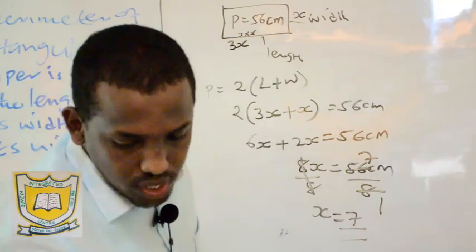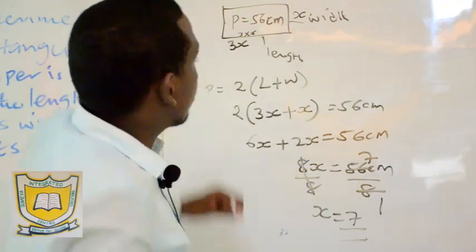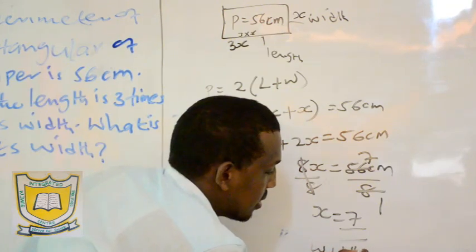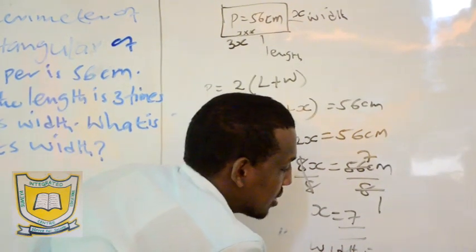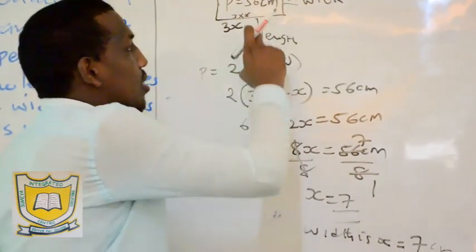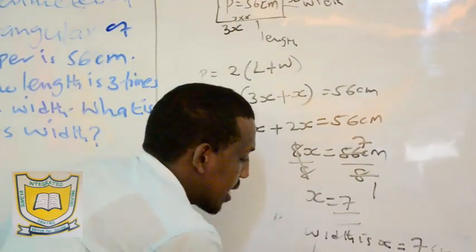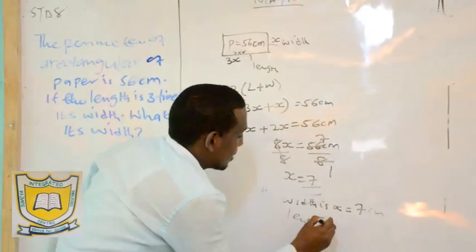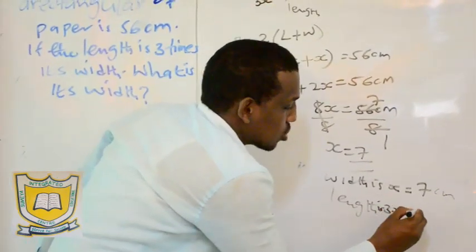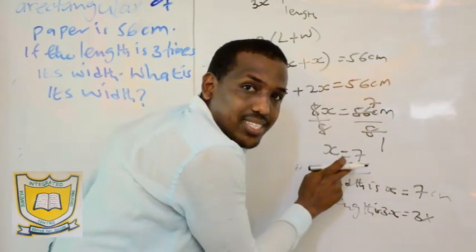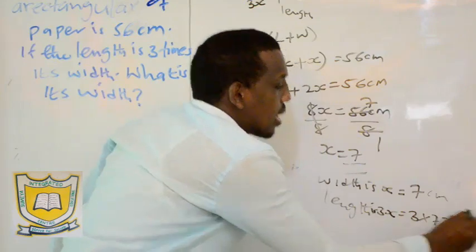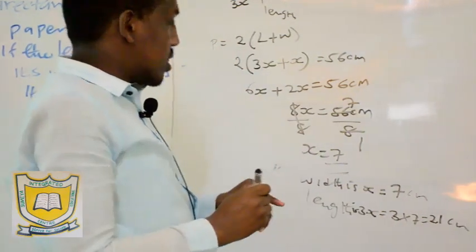So the question was asking, what is the width? Width is x, which is equal to 7 centimeter. If they would have asked the length, the length is 3x, which is 3 times 7, which is equal to 21 centimeter. But they are asking the width, and the width is x.